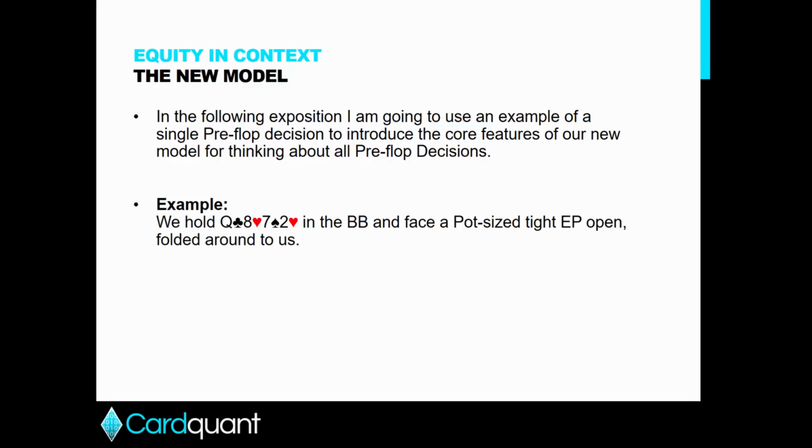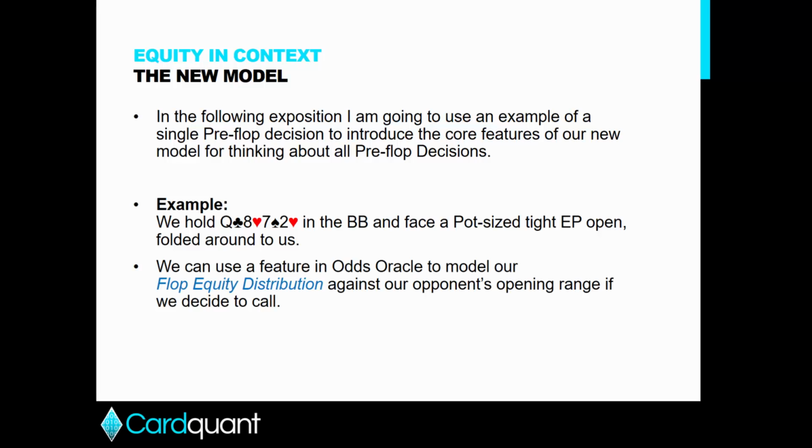So our example is going to be that we hold Queen 8-7 deuce single suited to the 8 in the big blind, and we face a pot size tight under the gun open. It's folded around to us. So we can use a cool feature in Odds Oracle to model our flop equity distribution against our opponent's opening range if we decide to call.